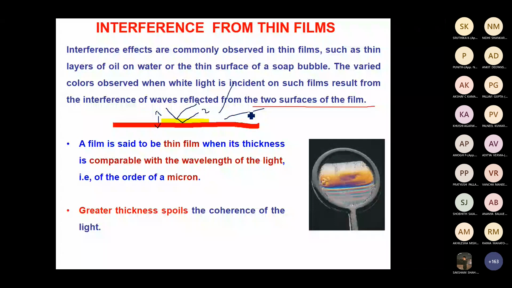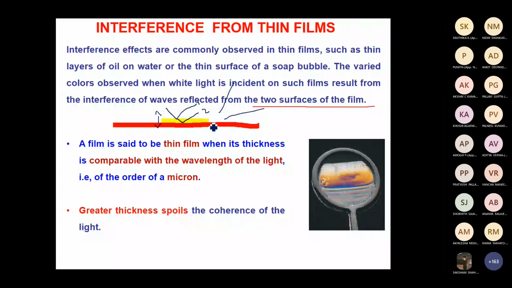So the superposition can take place when two waves are traveling side by side. They should be close enough. So for that, it's only possible if the film is thin. If it is thick, then the waves will be far apart and they will not be in a position to overlap. So then you will not be able to see any interference pattern over there.